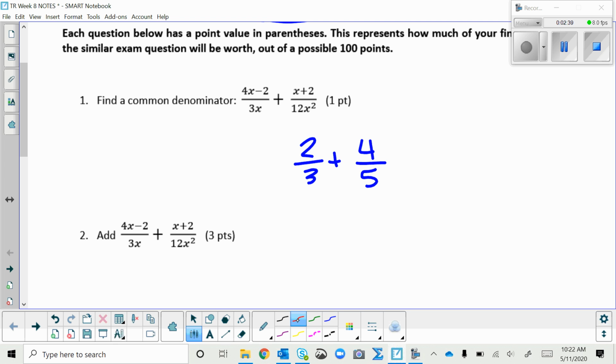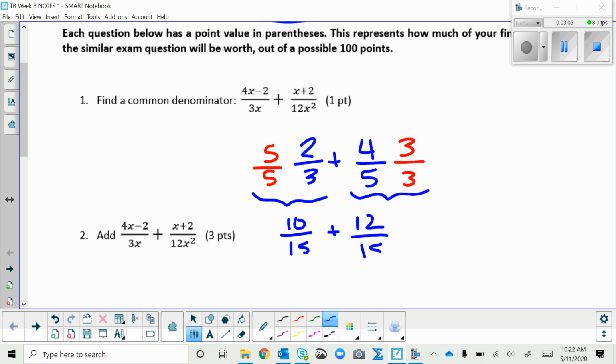And you would rewrite your fractions by multiplying the 2/3 by 5 on the top and bottom, and take 4/5 and multiply it by 3 on the top and bottom. And then when you're multiplying fractions, you multiply across the top, across the bottom. So this would give you 10/15. And this would give you 12/15. And now that they have the same denominator, you can add them with 15 on the bottom staying the same. And then you add the numerators. 10 plus 12 is 22.